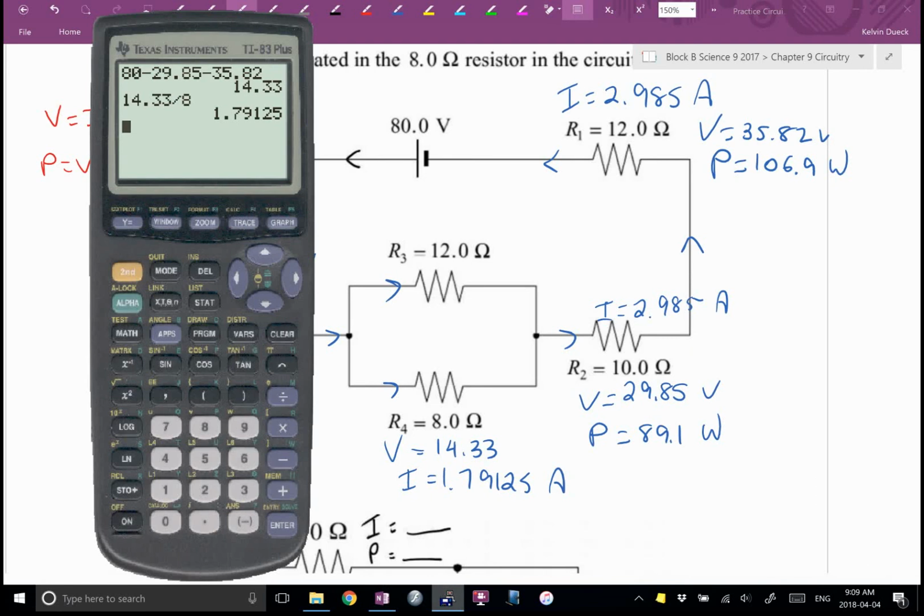So we're going to take that 14.33 times 1.79125. How many watts of power is used up in that 8 ohm resistor in R4? If you wanted to give it a shortcut, I guess you could call it R4. You get 25.6686, and so on. You know what? I'm going to call it 25.7 watts.